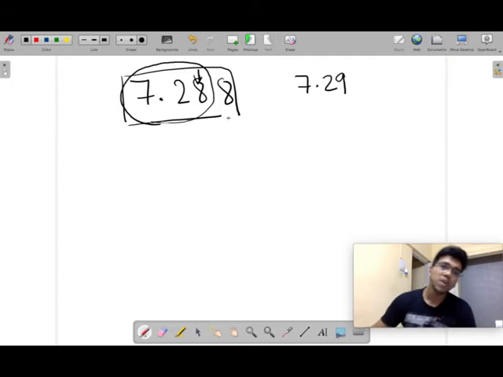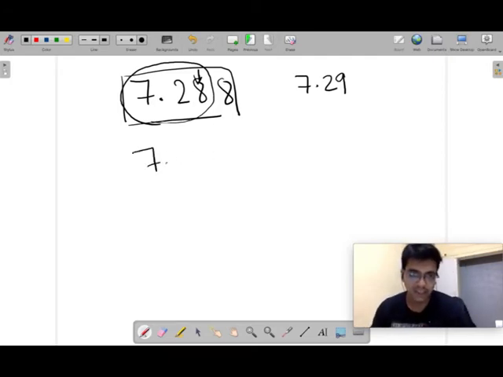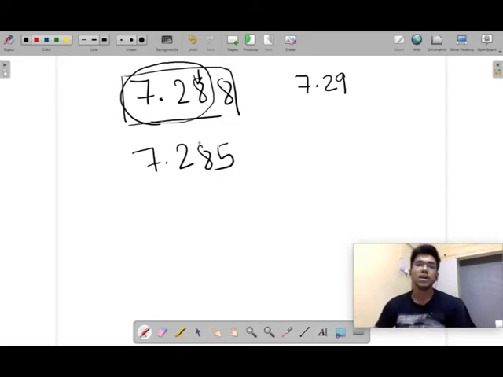Now what do you do if this number is 5? So there are 2 ways. 7.285. What do you do in this case? If you were to round it to 3 significant digits, what you do in that case is you look at this number. If this number is even, you leave this number unchanged.